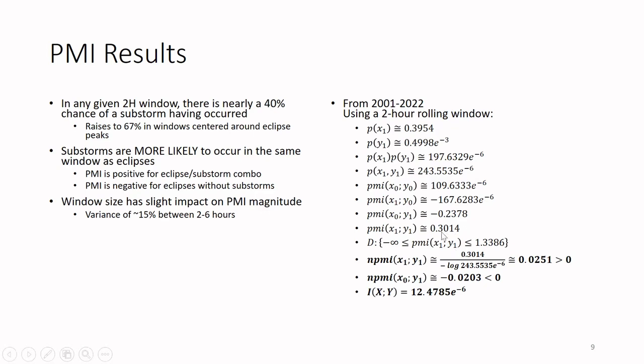And so when we go through what is probably the most applied normalization method for these scores, we see that still the score for substorms happening during an eclipse is positive, and the score for substorms not happening during an eclipse is negative, which again supports the conclusion that it is more likely than random chance to have a substorm during an eclipse, and it is less likely than random chance to have an eclipse without a substorm.